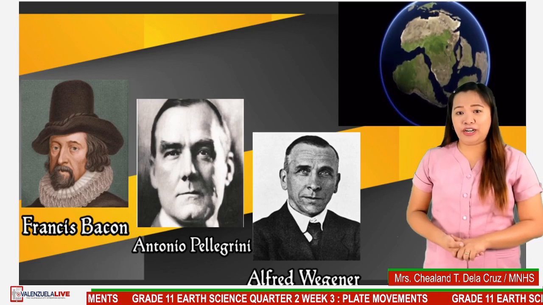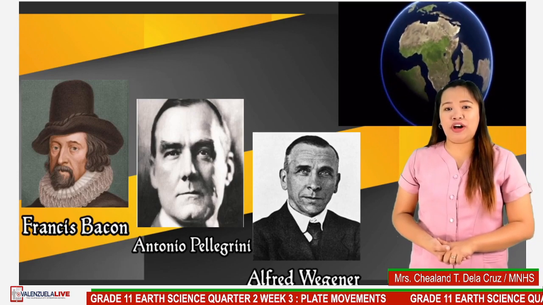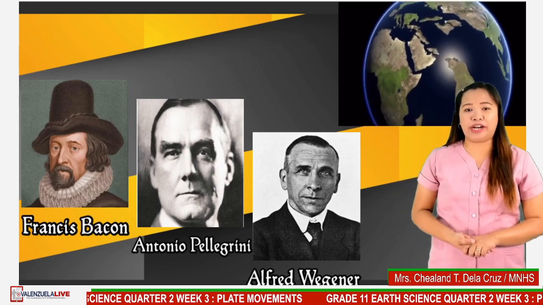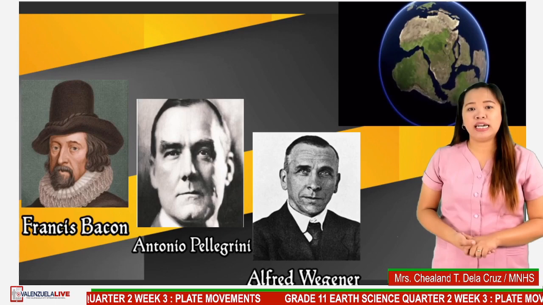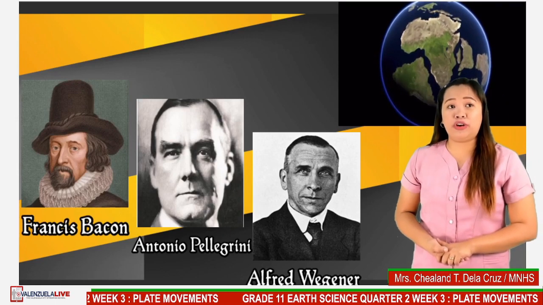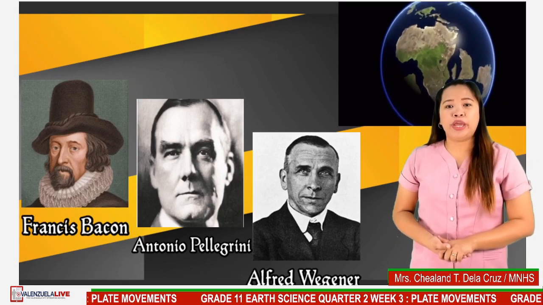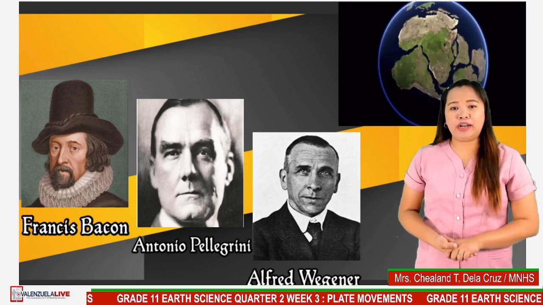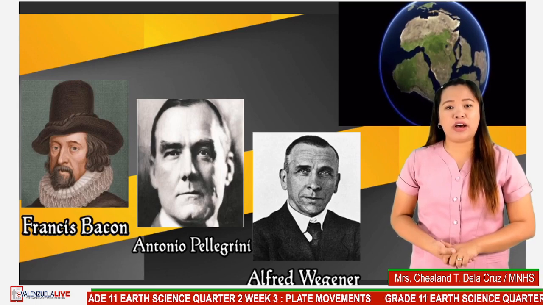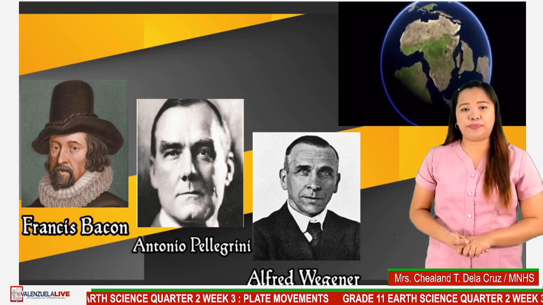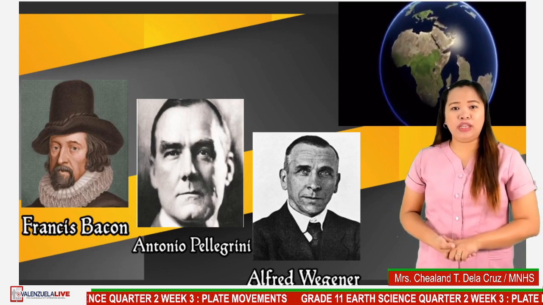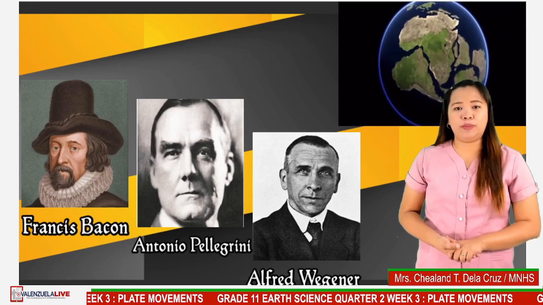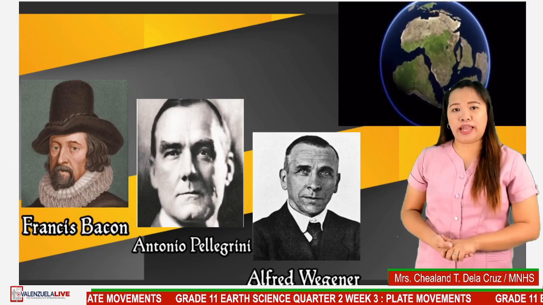Were Francis Bacon, the first scientist to notice that there's an odd causal fit between Africa and South America in 1600s. The second scientist was Antonio Snider-Pellegrini, wherein he enhanced Bacon's discovery by comparing the coastlines of Africa and South America in 1858. Between then and 1912, other people identified further similarities between other continental coastlines.